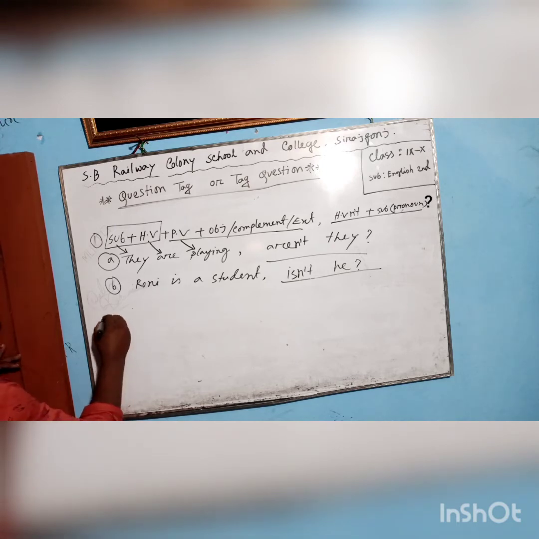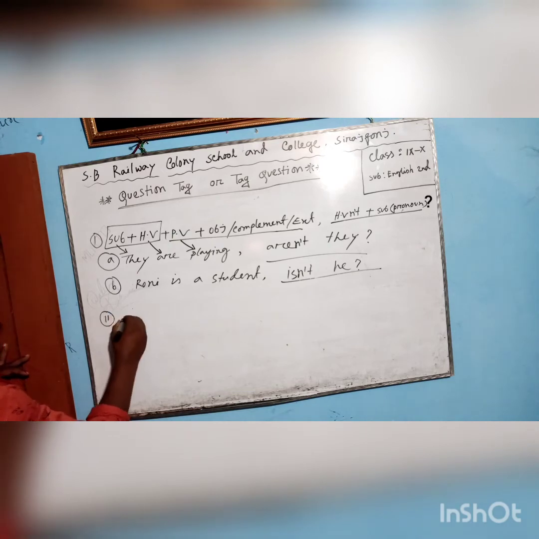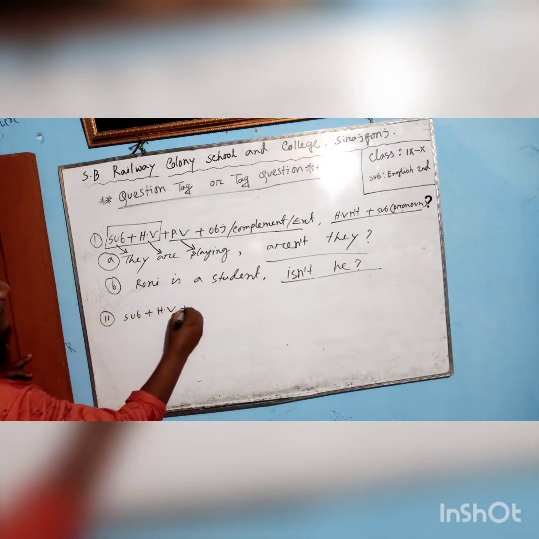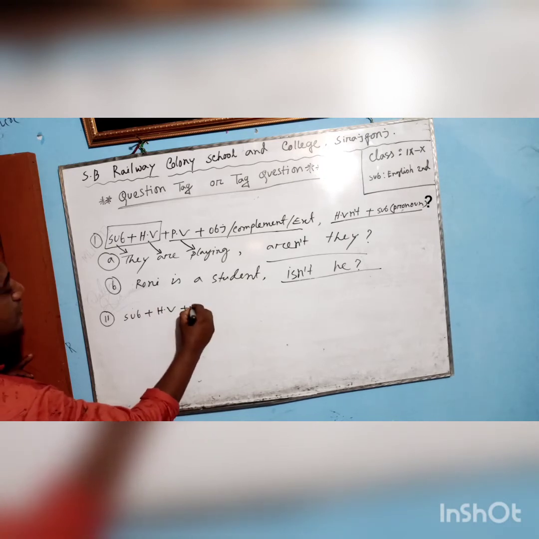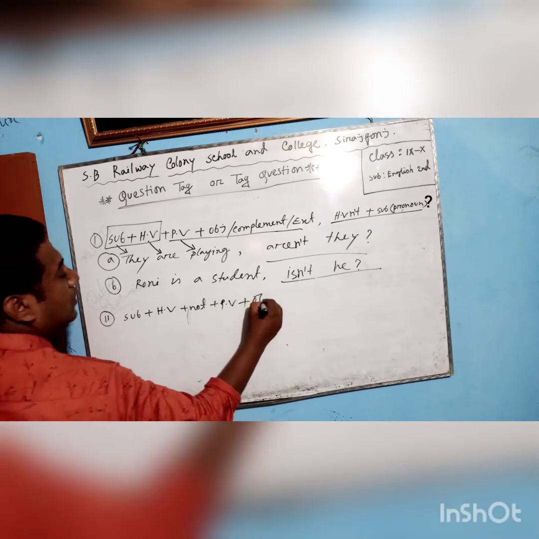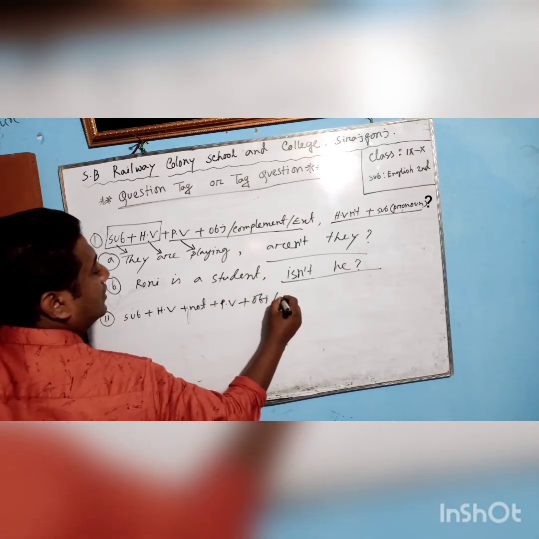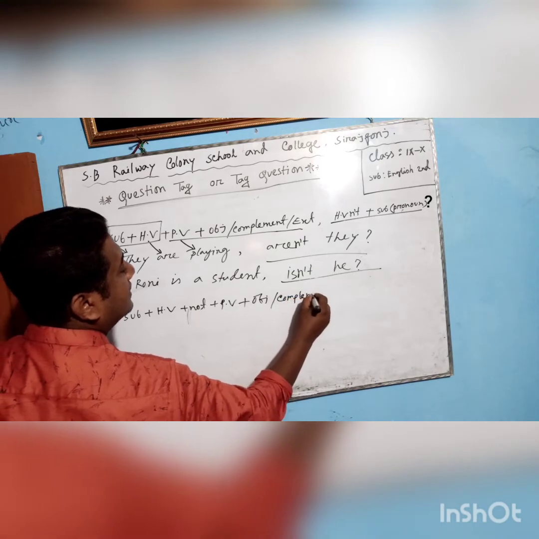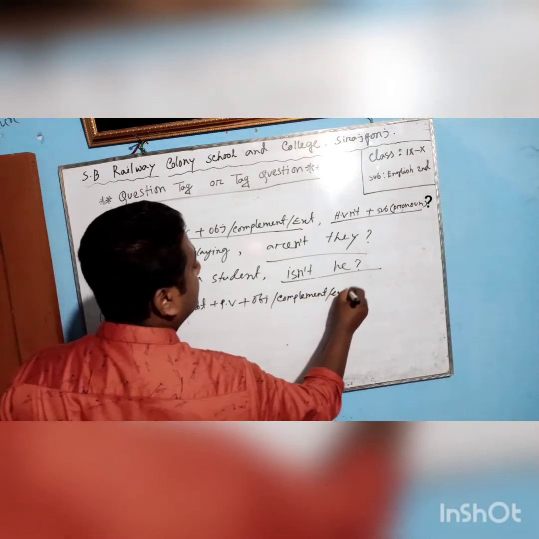And our second structure is subject plus HV plus not plus PV plus object, complement or extension.